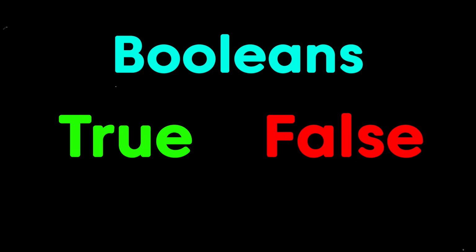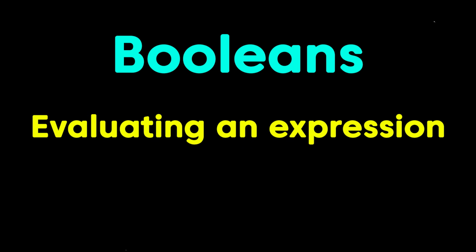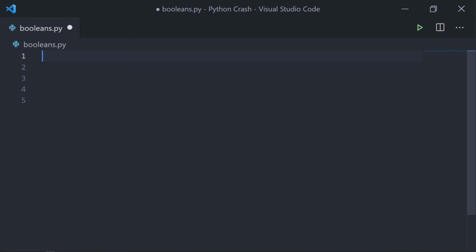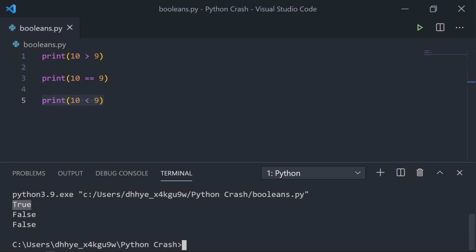Let's now have a look at Booleans in Python. Booleans represent one of two values, true or false. In programming, you often need to know if an expression is true or false. Evaluating any expression in Python will get you one of these 2 answers. Let's compare 2 values, and Python will return the Boolean answer. So let's say print 10 is greater than 9, 10 equals 9, and 10 is smaller than 9. The result that we get should be in this order: true, false, and false, because 10 is greater than 9. However, the next 2 after that are false.